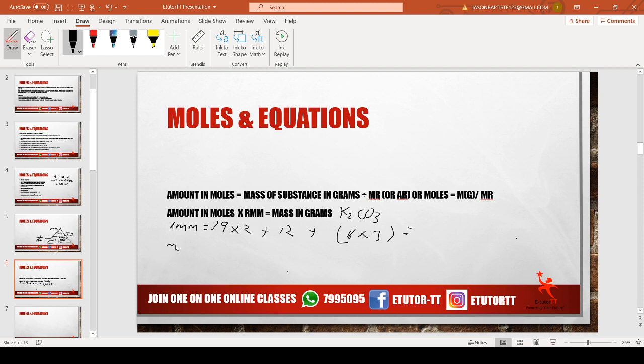We have moles. No, not doing moles. We're doing mass now. We cannot do moles. We have the mass as 27.6. We call the moles. RMM 138. That's correct. Work out the moles.